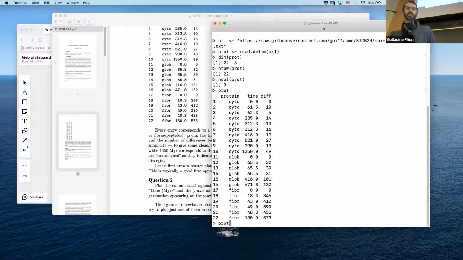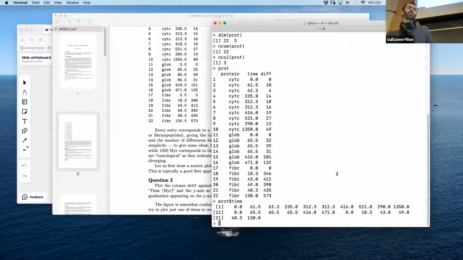Yeah, prot dollar sign time. Okay, so the key here is the dollar sign. And so when you do this, then you get indeed the column. Now it's put as a row, so it's a bit confusing, but it still corresponds to the column here. That's the same values. So remember, this is a data frame. A data frame consists of multiple columns, and each column has to be a vector. So that here is a vector.